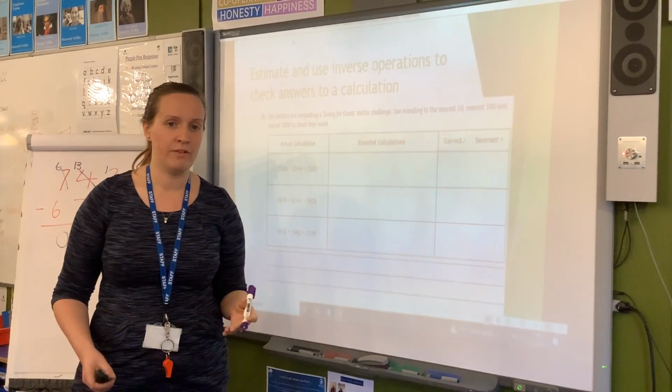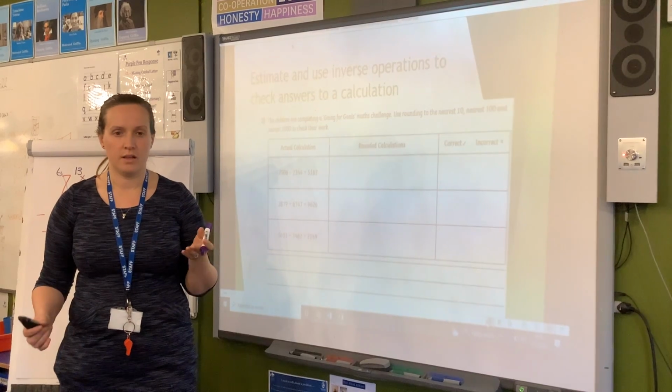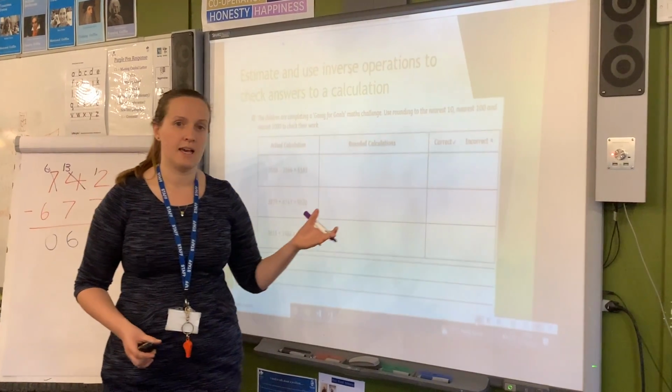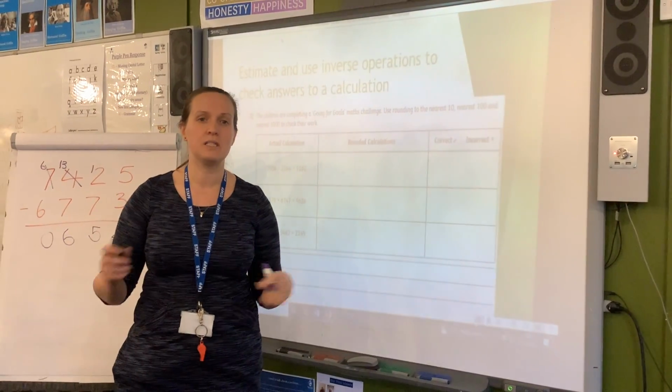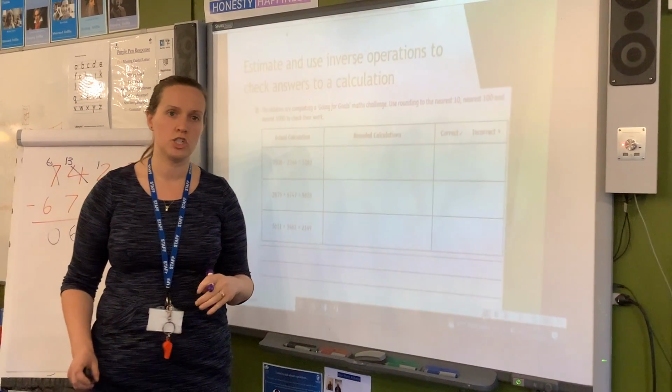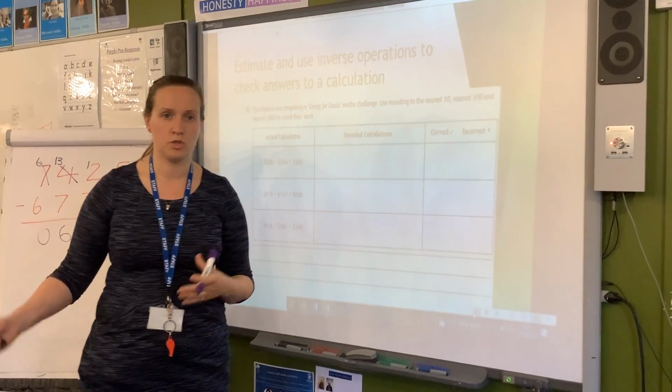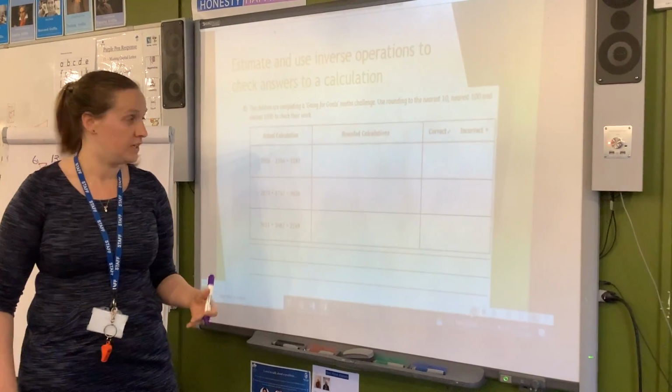So once our griffins are competent at doing that addition and subtraction, including exchange and regrouping, we'll be looking at using those inverse operations. If a question uses addition, we need to use subtraction to check it, and vice versa.